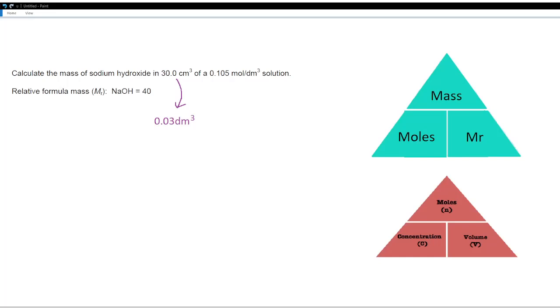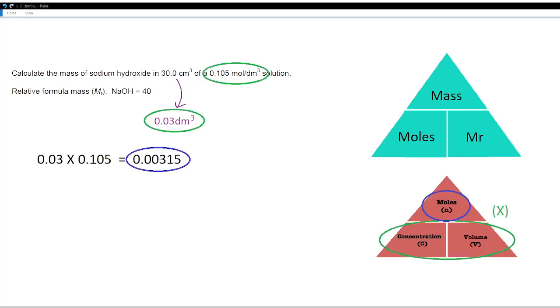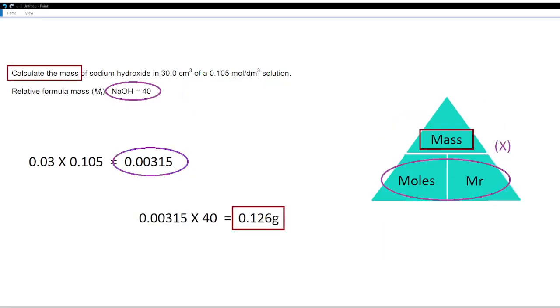So now that we have a correct volume and a concentration, we can multiply those two numbers to get a number for the moles. So 0.03 multiplied by 0.105 is 0.00315. Now that we have the moles, we can also work out the mass because we have the relative formula mass given as 40. To get the mass, we need to multiply the moles by the Mr. So just multiply those two numbers to get a final mass of 0.126 grams.